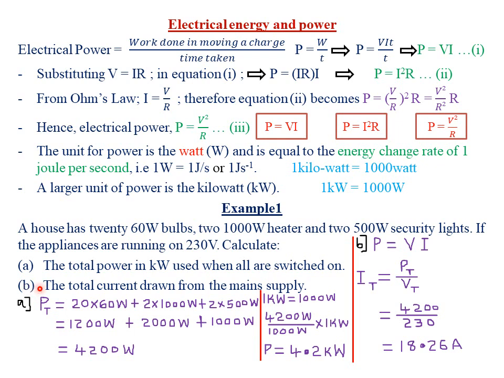Then part B, they want us to find the total current drawn from the main supply. Of course, because we have the total power and we are given the voltage, the most appropriate formula will be the first formula, because you already have P and we are also given V.